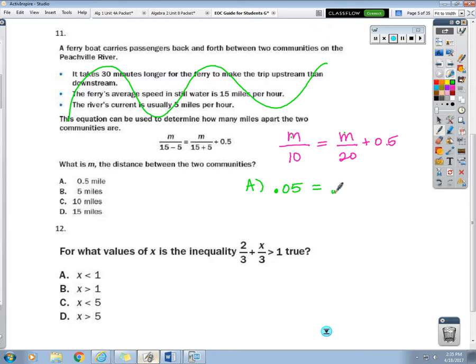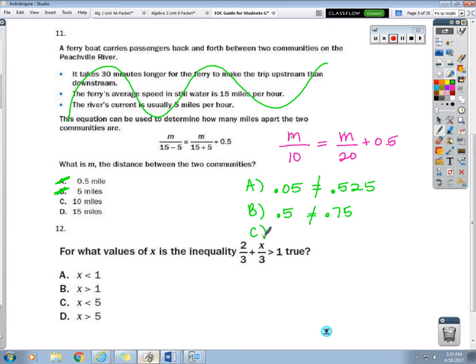0.525. Are those numbers equal to each other? No, they are not, so A could not work. Then you would have tried B. You would have plugged in 5. What's 5 over 10? 0.5 or 1/2. What's 5 over 20? Plus 0.5? 0.75. Do those numbers equal each other? No, so B is not right.